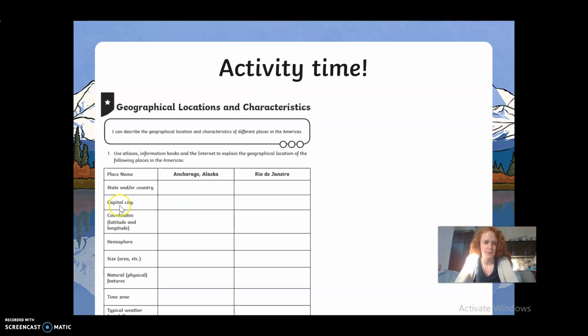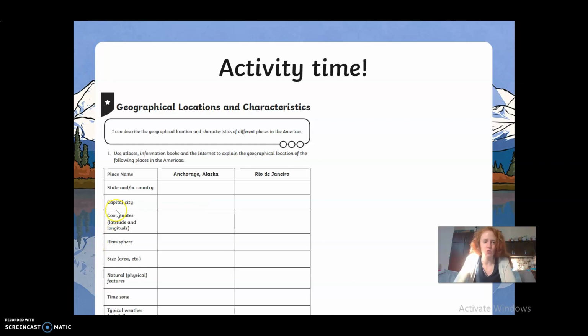And then capital city. Okay, actually, Rio de Janeiro is already a capital city, so in this section you can just write it. Rio de Janeiro is a capital city of, you need to write the country, and maybe you can look for the capital city of Alaska, or the main or most important city of Alaska.